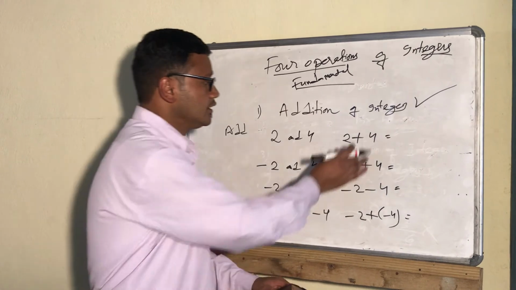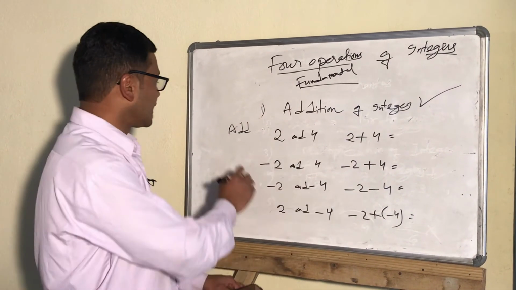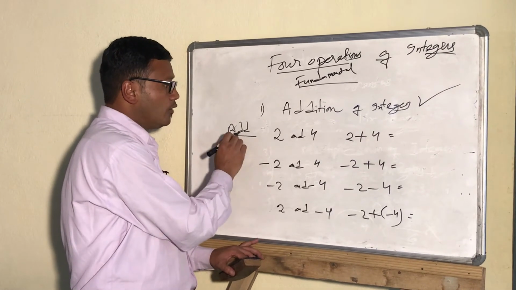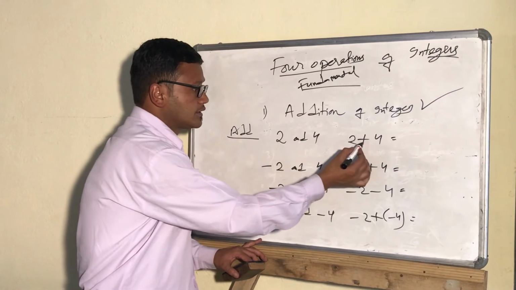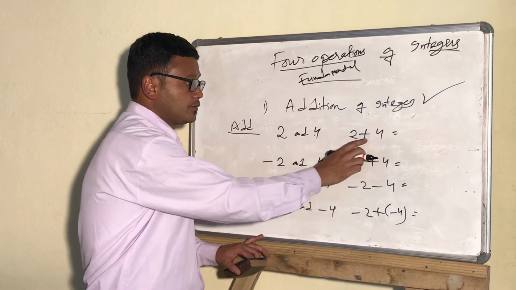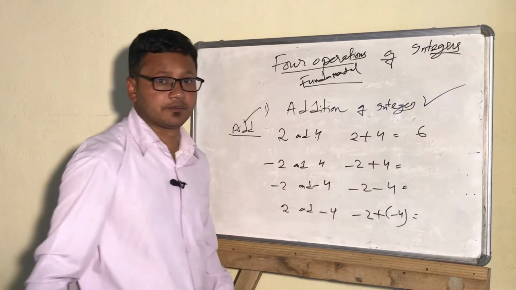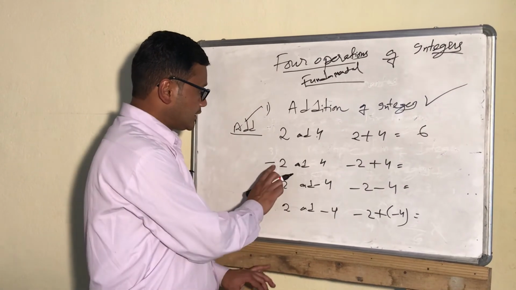We must know about the sign. While adding the integers, we must consider the sign. Okay, regarding add only, how can we add the integers? First put the sign plus. Number 2 and number 4, how can we add? First put the sign plus because we are doing add. So 2 plus 4 is 6. Simple. Similarly, minus 2 and 4.